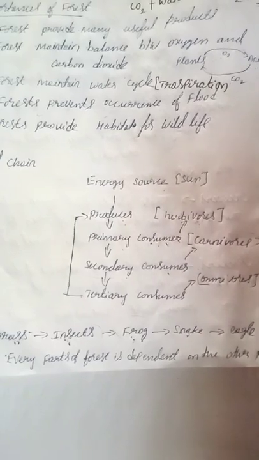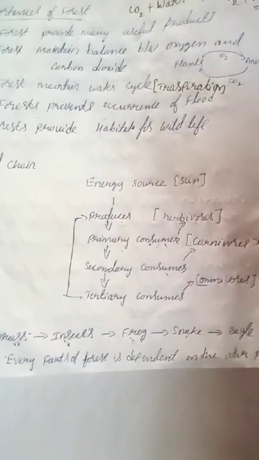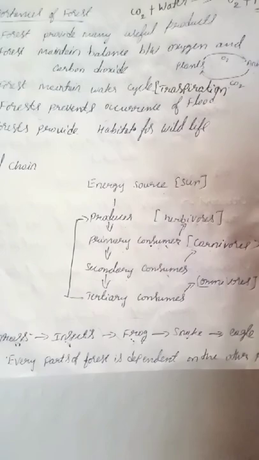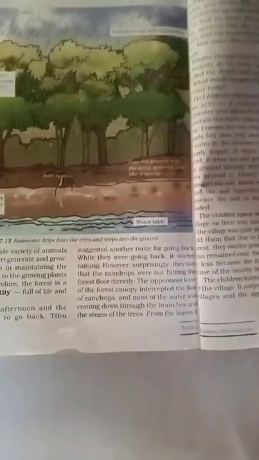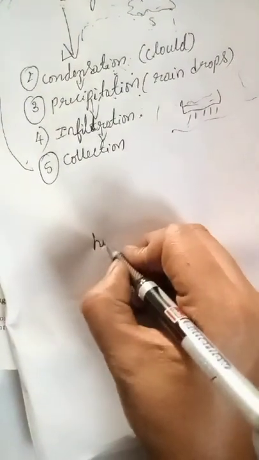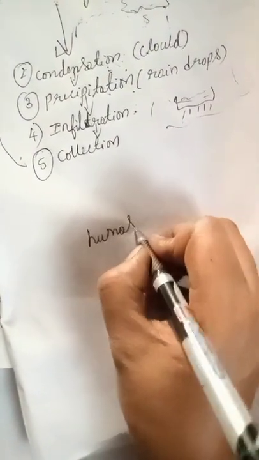So why is there no waste in the forest? In the sense, whatever decays, whatever dead plants and animals we get, that is converted into what? Humus. Humus in the sense, the decay of dead matter.